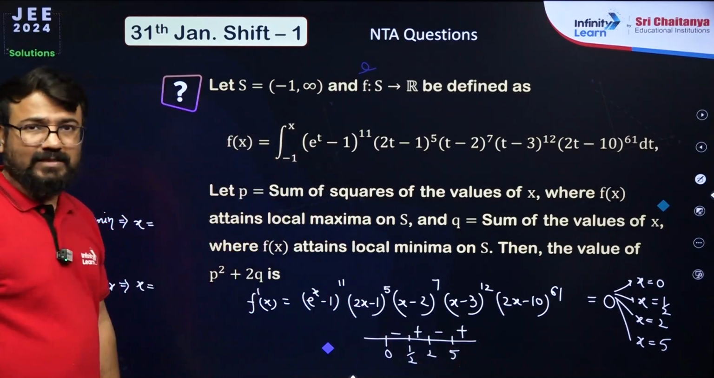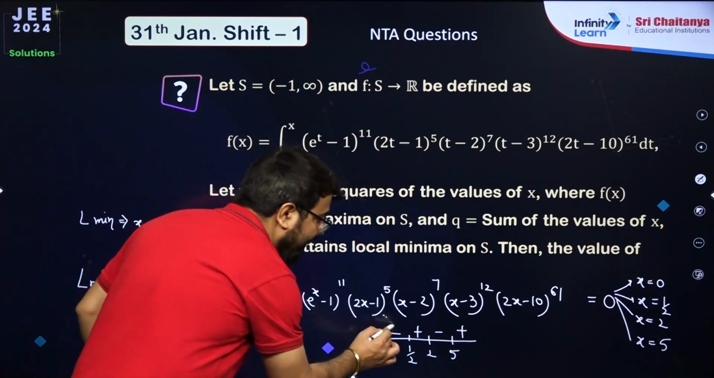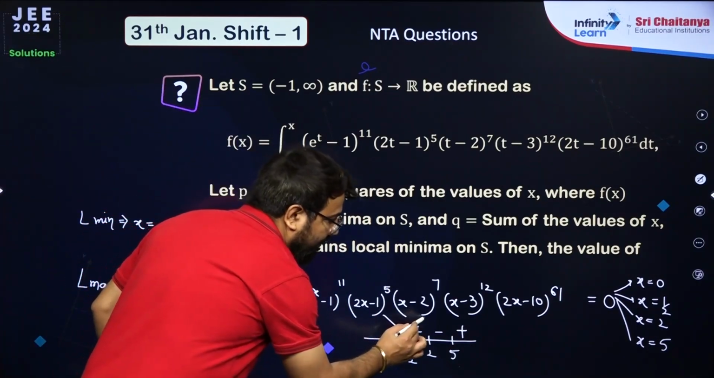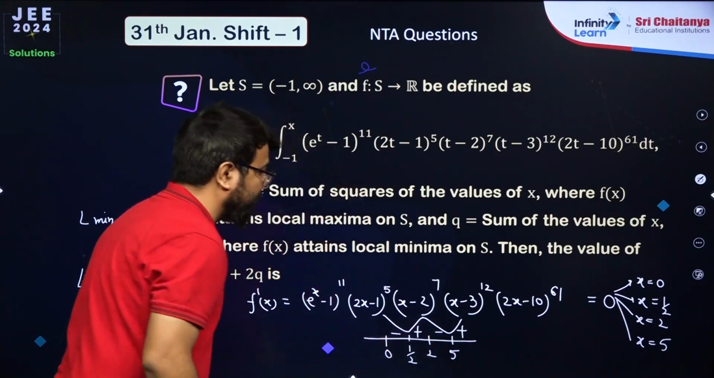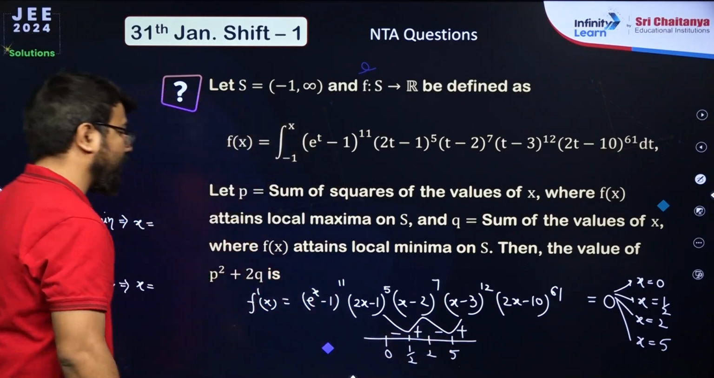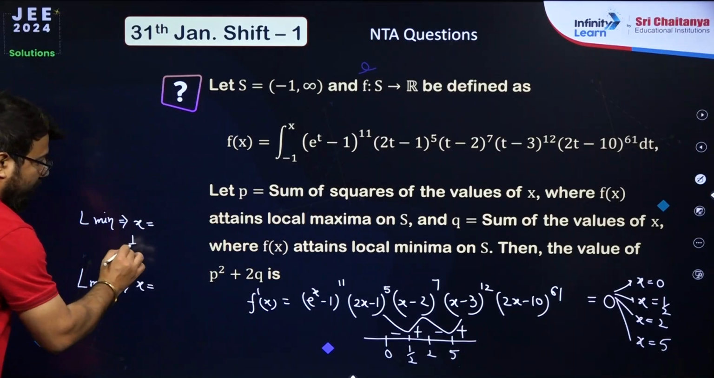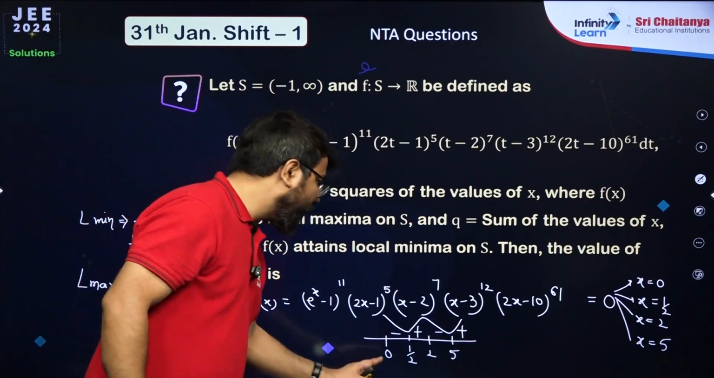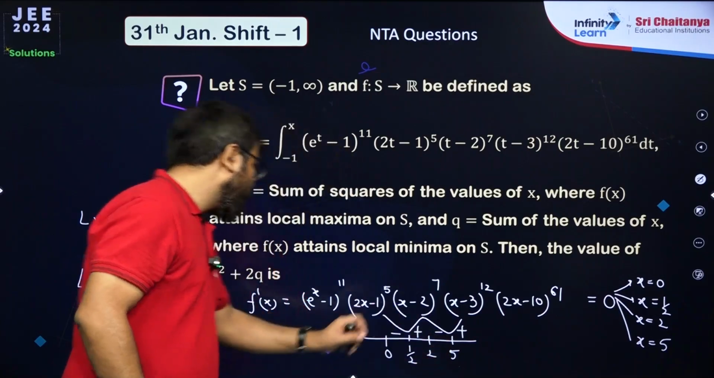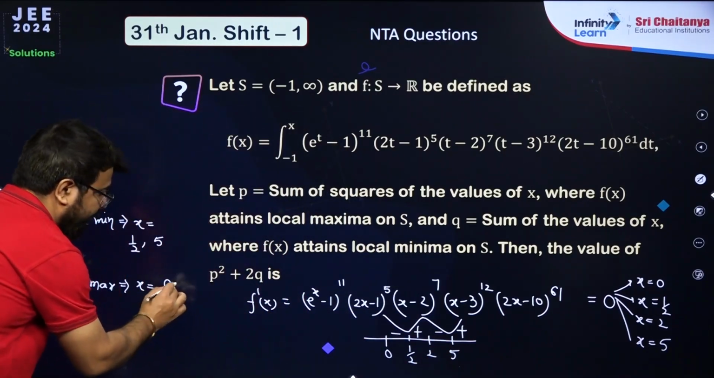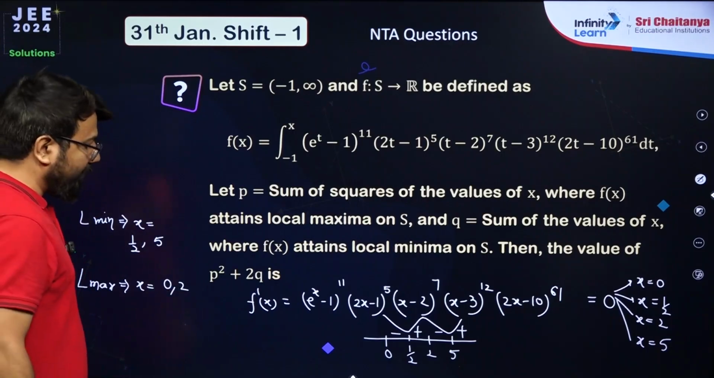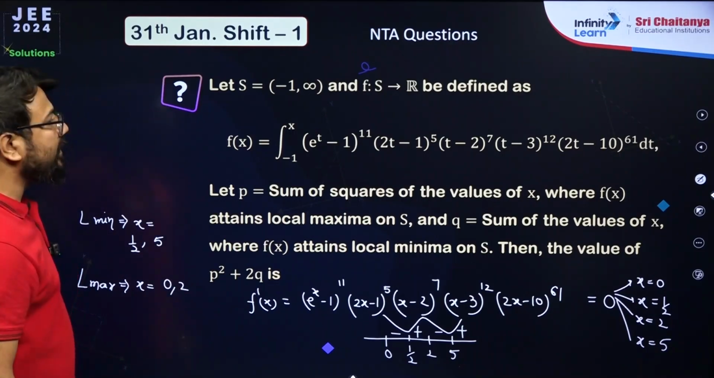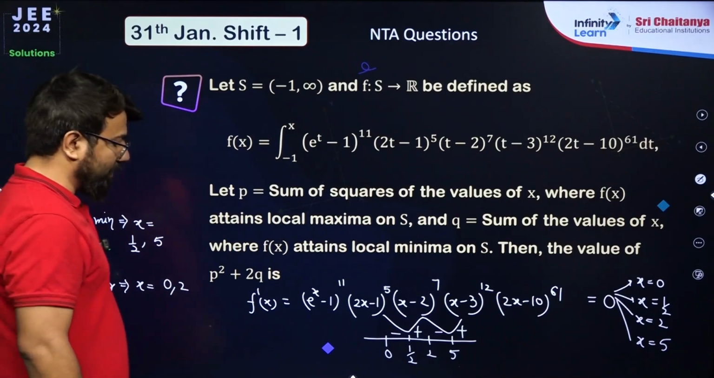Accordingly, I'll be filling all these values. So decreasing, then increasing, then decreasing and then increasing. So half and 5 are the local minima. And 0 and 2 will be the local maxima. Are you able to understand this? Just let me know if you are able to understand this.